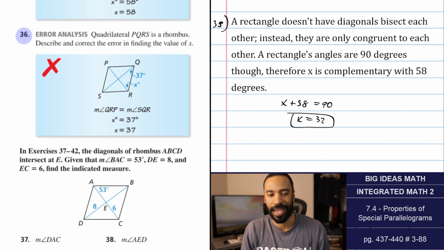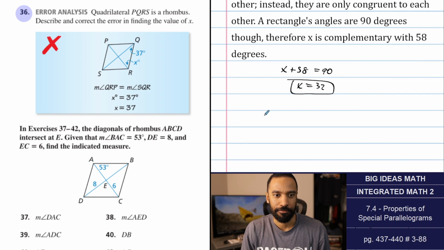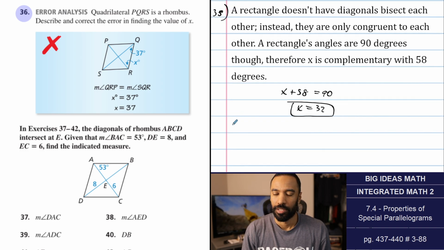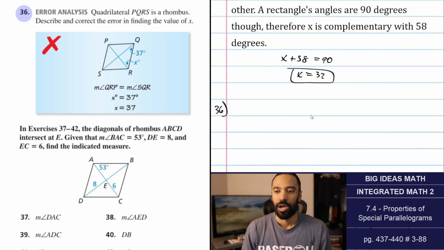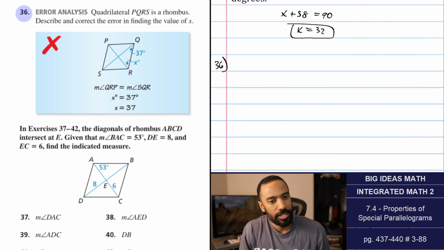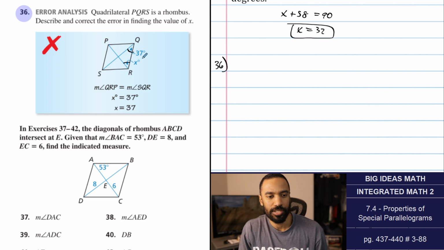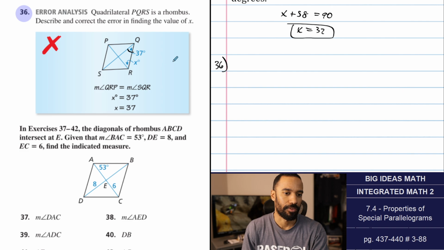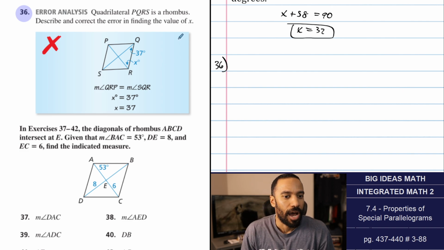All right, number 36. Quadrilateral PQRS is a rhombus. Describe and correct the error in finding the value of x. So in number 36, they're saying that these are going to be the same measure here, which, I can't think of any rhombus where that's ever going to be possible, actually.